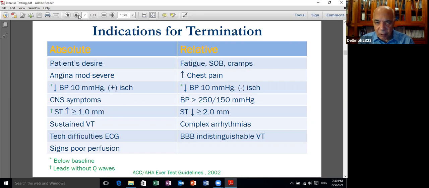ST depression equal to or more than 2 millimeters also is an indication for termination of the test, because otherwise you are looking for what in addition to that? This is a positive test. Complex arrhythmias, and if you find that there is a wide QRS complex and you think it's because of right bundle branch block aberration, and you cannot distinguish the wide QRS tachycardia, whether it's due to right bundle branch block aberration or ventricular tachycardia, under these circumstances you ought to terminate the test.